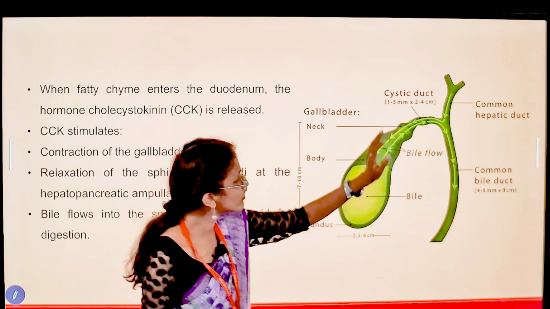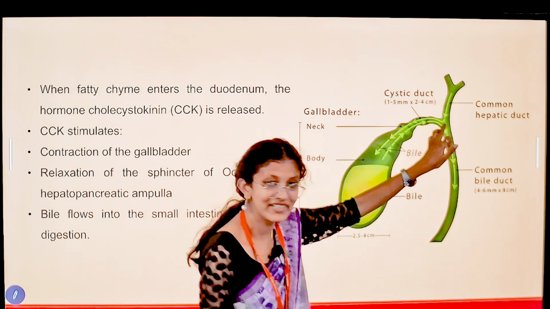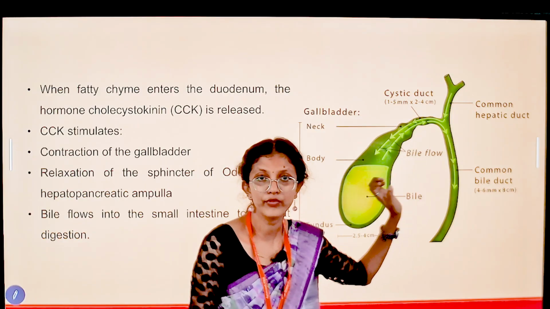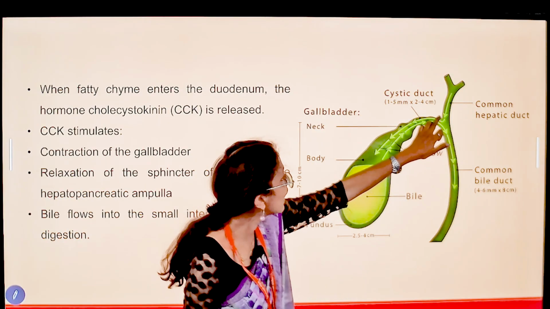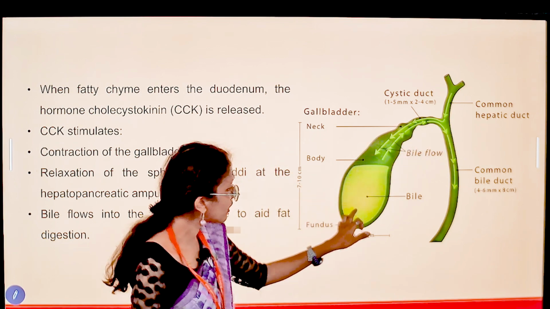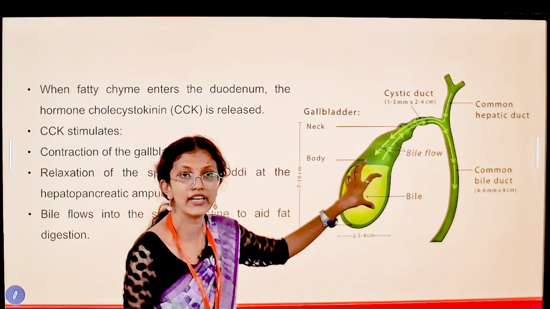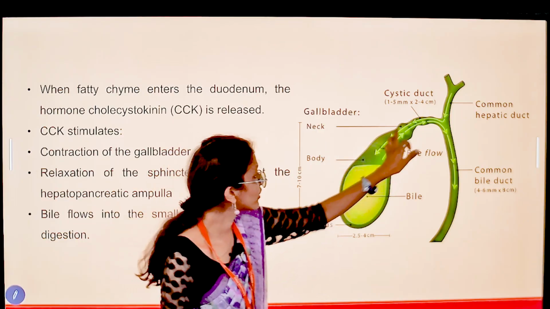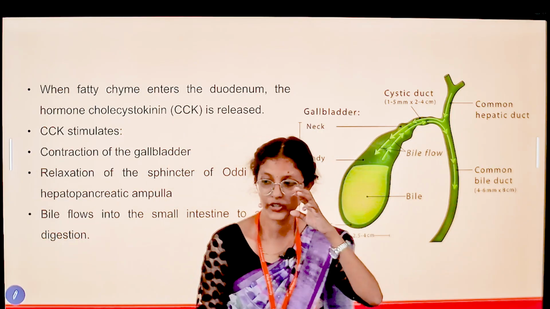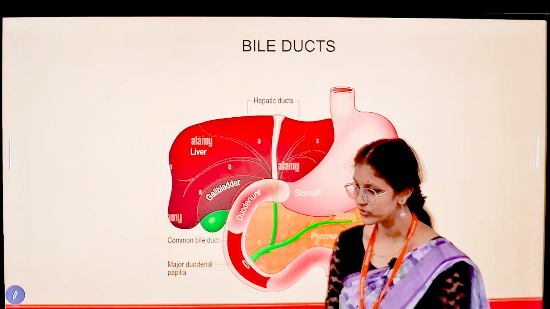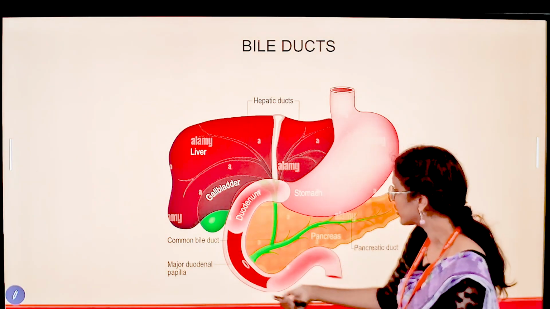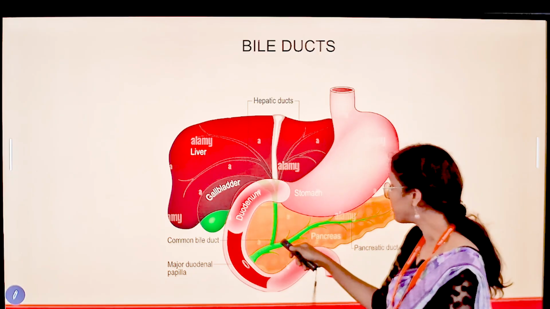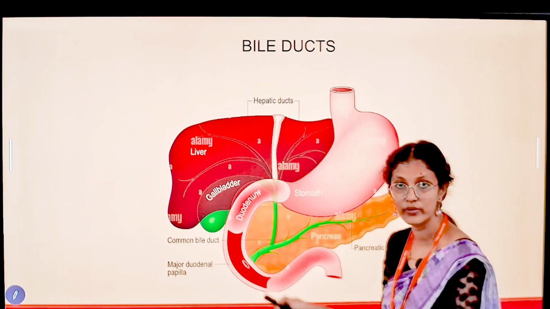So it's very simple here. You can see the common hepatic duct, and it is connected with the liver. The liver releases the bile juice, which enters through the common hepatic duct into the gallbladder, and the bile is stored, and whenever the outflow starts, it is released through the common bile duct into the duodenum. And in the bile ducts you can see the stomach and the duodenum, and the green color indicates the gallbladder, and the pancreas also opens into the same pathway.